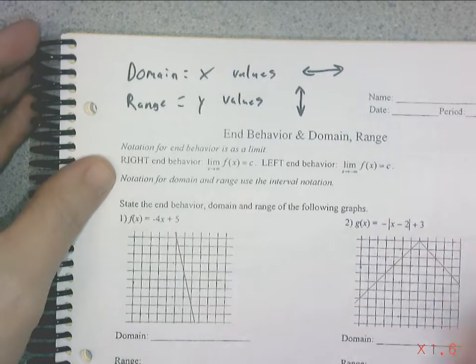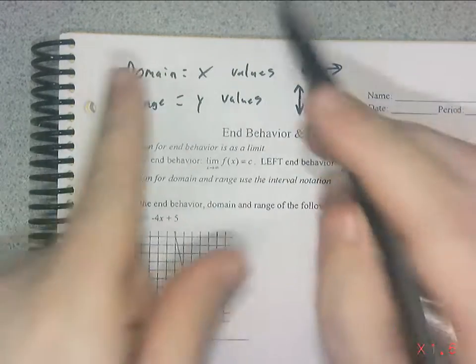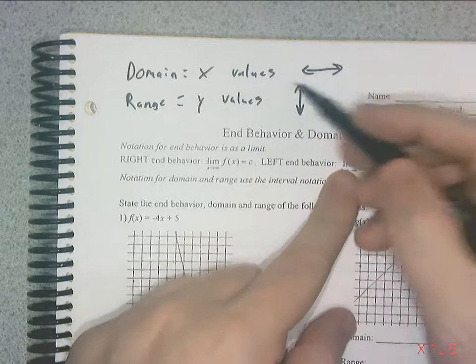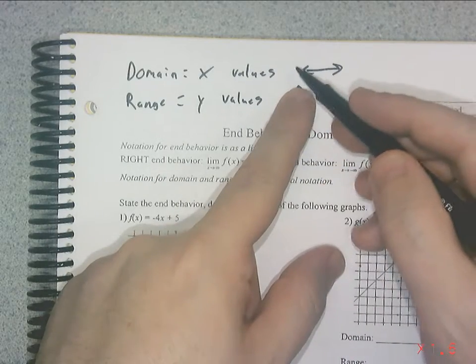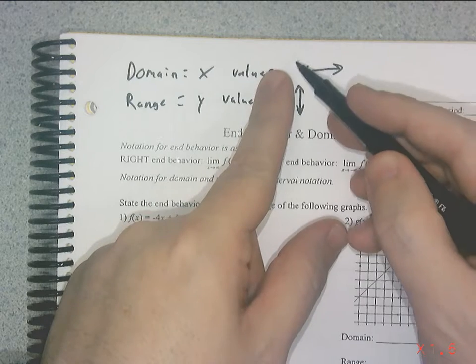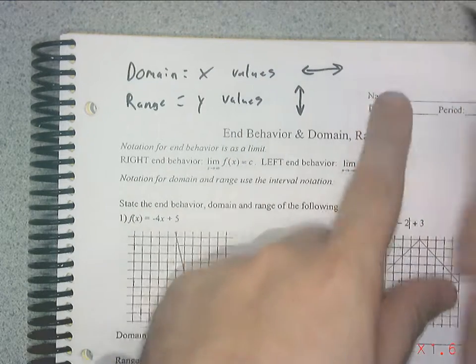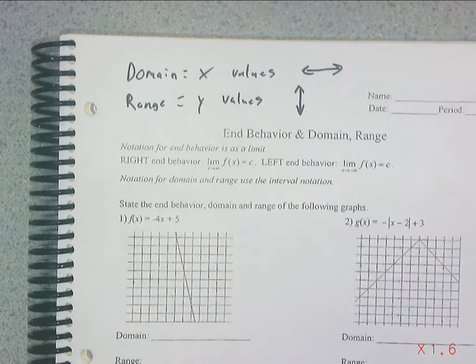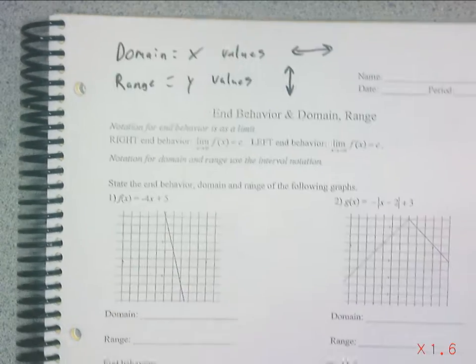Okay, and end behavior is talking about what your y value is doing as you go to the end of the domain. So all the way to the negative end of the x values, what's the y value doing? And all the way to the positive end of your x values, what's the y value doing? So let's look at an example of that.